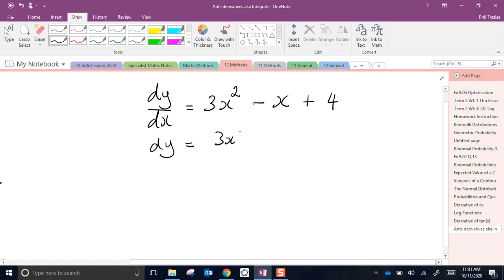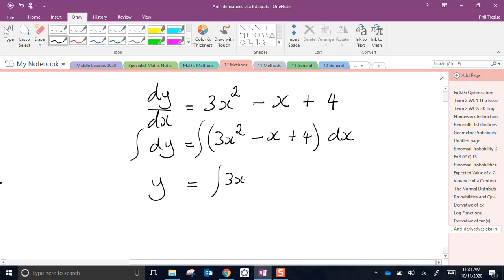We have 3x squared minus x plus 4, and then I'll need brackets here when I put my dx. I'll take an integral of both sides. The integral of dy is y. Now this is really saying the integral of all of these things, and we can do them in 3 separate steps. It's the integral of the first term with respect to x minus the integral of x with respect to x plus the integral of 4 with respect to x.